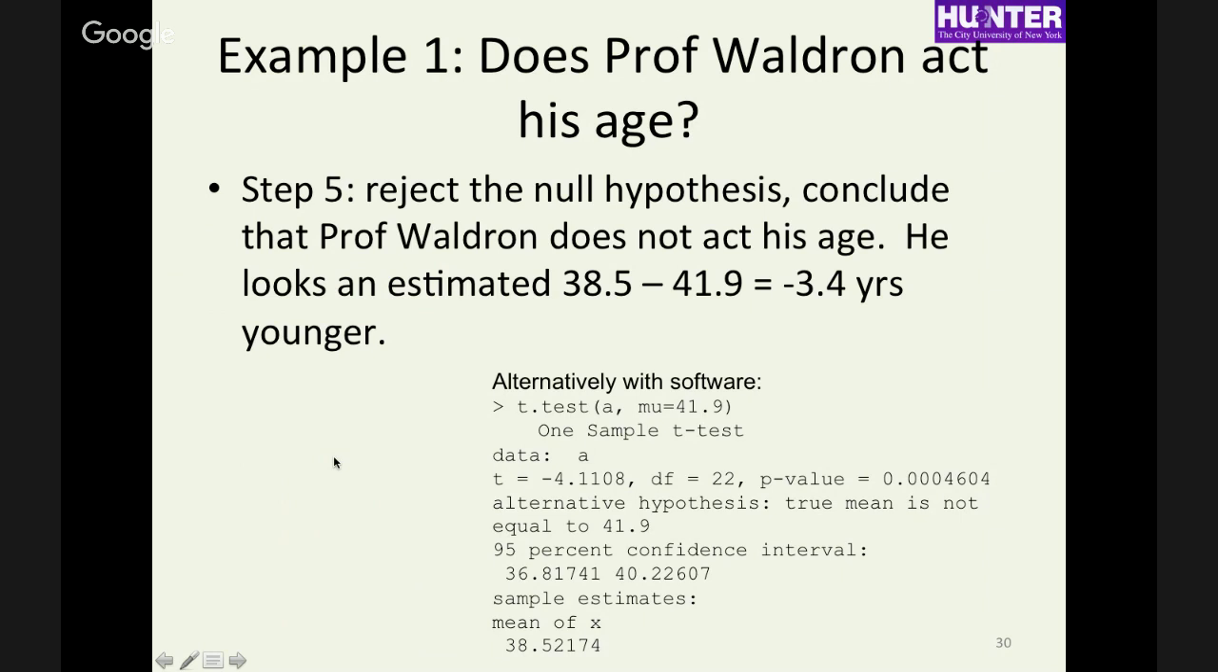So we'll reject the null hypothesis and conclude that I do not act my age, I act 3.4 years thereabouts younger. While the alternative hypothesis is that I don't act my age, and our estimate is that it's about 3.5 years younger.